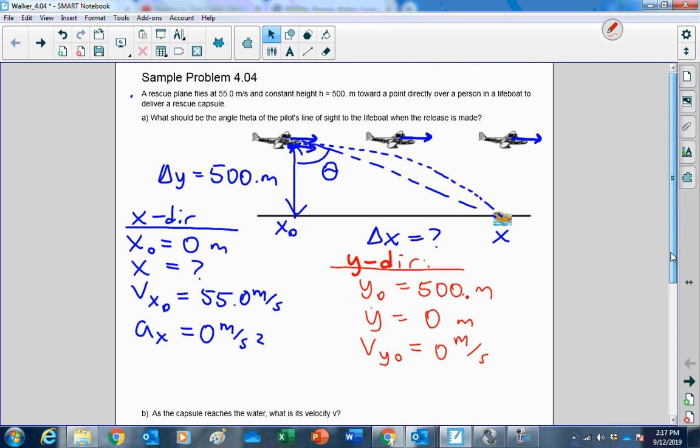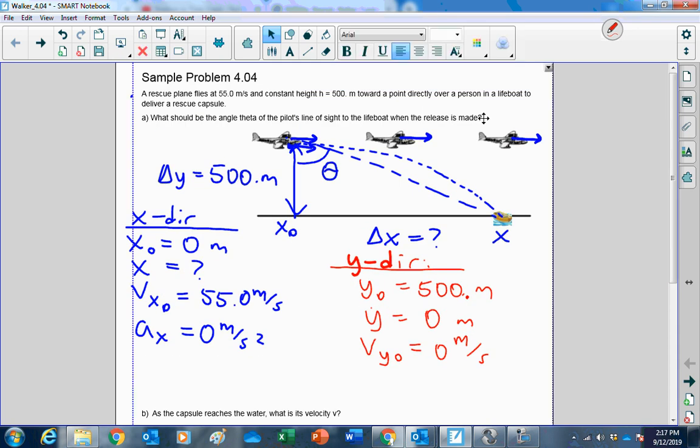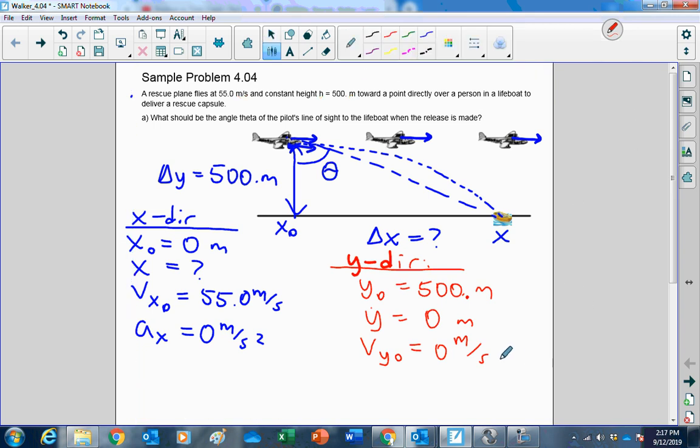Hold on, let me make more space. And then I also know that I'm in a free fall situation here. Like this is acceleration due to gravity in the y direction.